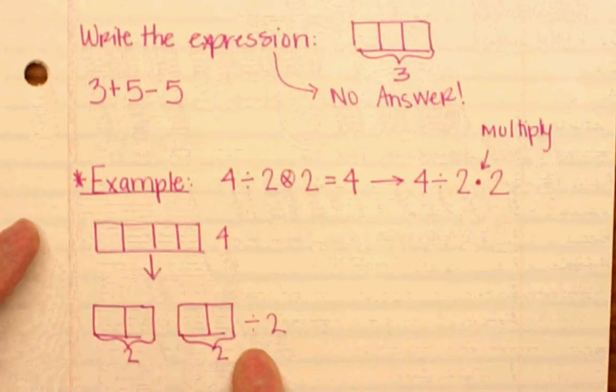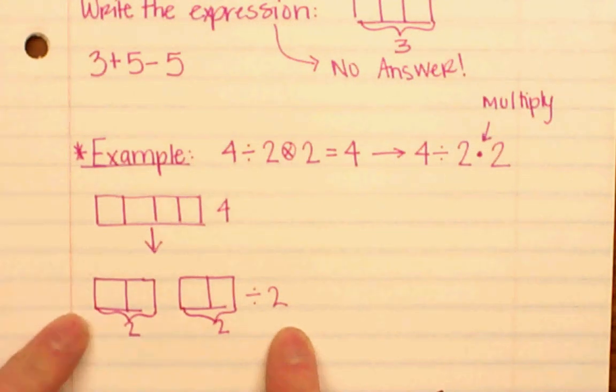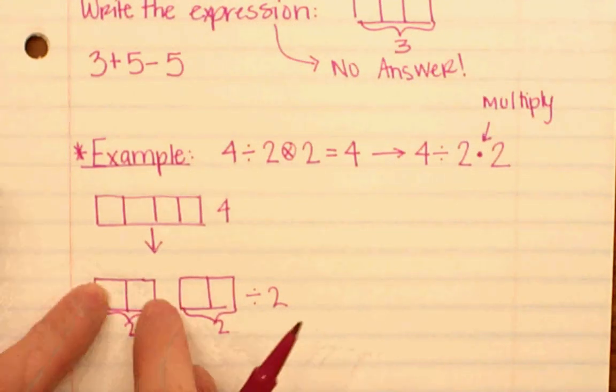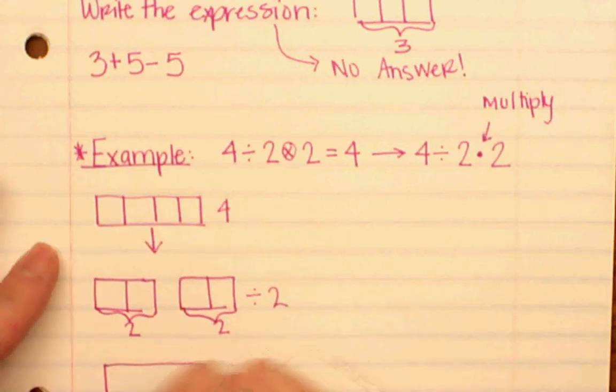You're going to break it down into 2. This is showing divided by 2. But if you multiply this piece back by 2, you end up with the 4 initial squares.